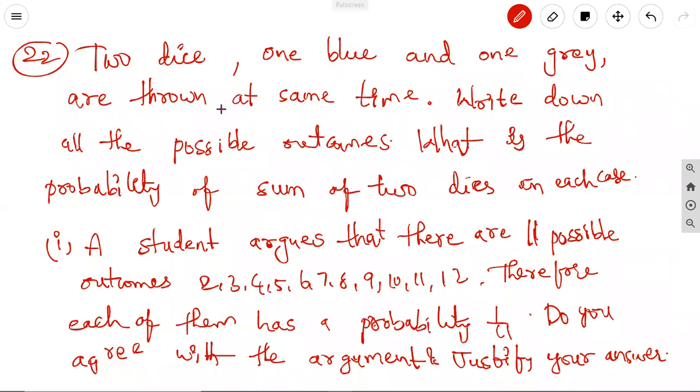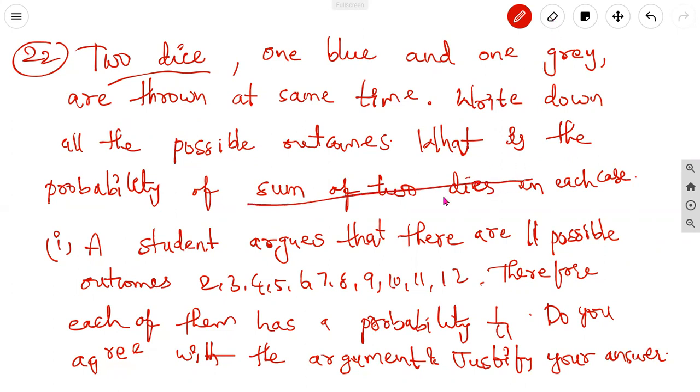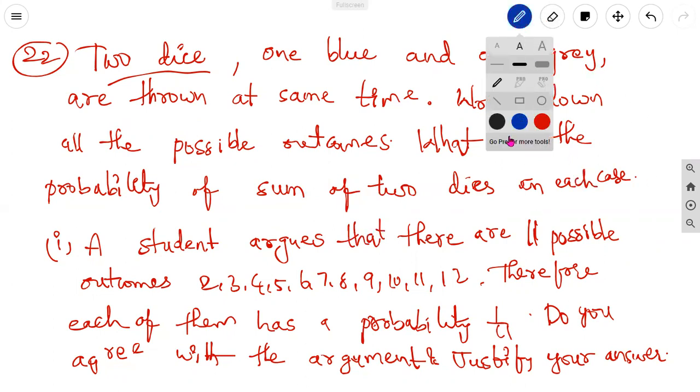22nd problem. 2 dice. Here 2 dice, one blue and one grey, are thrown at the same time. Write down all the possible outcomes. What is the probability of the sum of 2 dice? Sum of 2 dice.